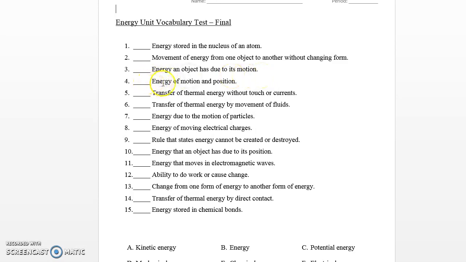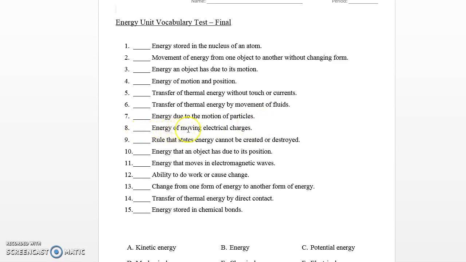Number 4, energy of motion and position. Number 5, transfer of thermal energy without touch or currents. Number 6, transfer of thermal energy by movement of fluids. Number 7, energy due to the motion of particles.